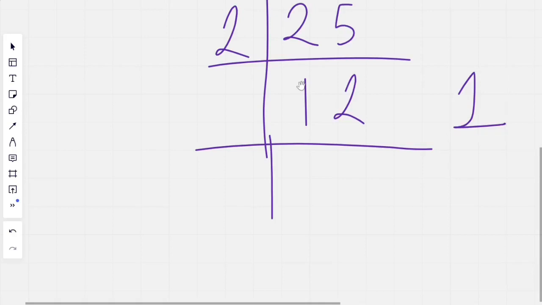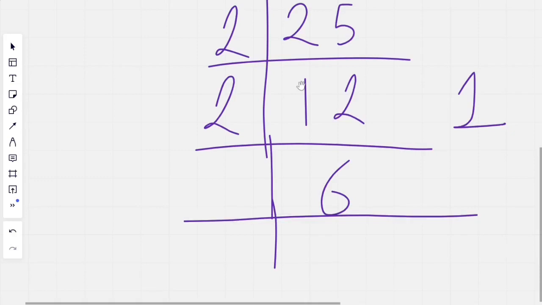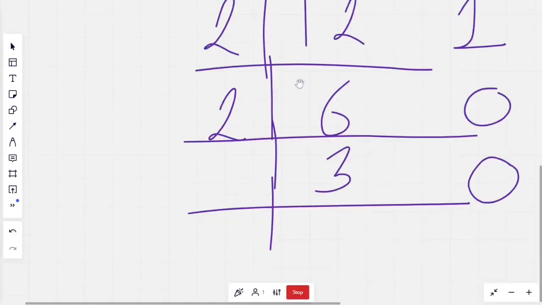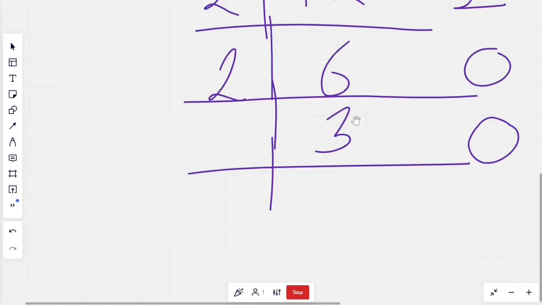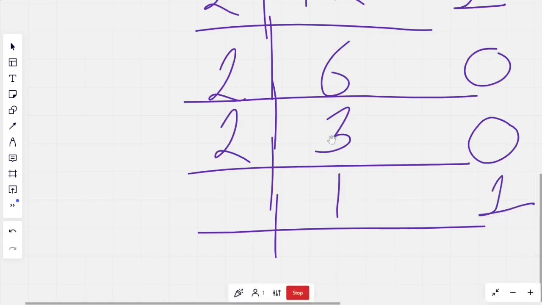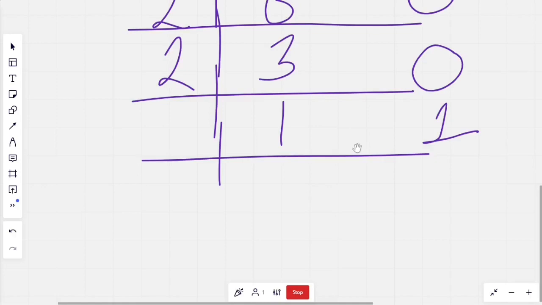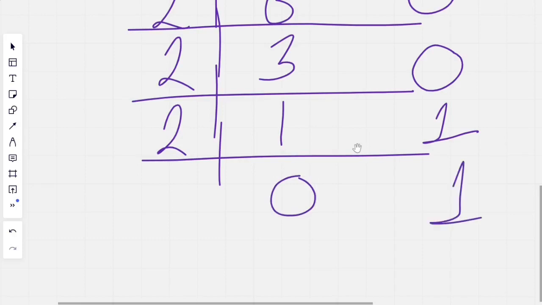Now let's divide 12 by 2 again. This time 12 is completely divisible by 2, so we get a remainder of 0. Let's divide 6 again. This time we get 3, so again we get a remainder of 0. Now, when we divide 3 by 2, we'll be getting a remainder of 1, right? So now what about 1 here? When we divide 1 by 2, we'll be getting a remainder of 1 again.